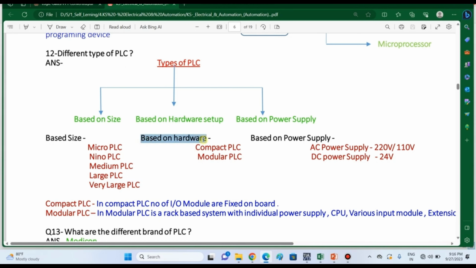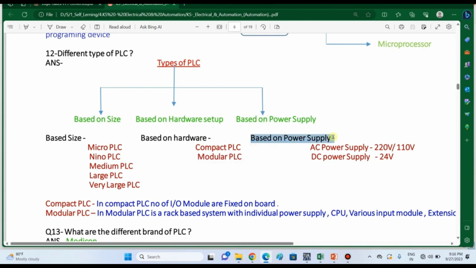So based on hardware, there are compact PLC and modular PLC. So what is a compact PLC? In a compact PLC we are not able to extend the input output modules. But in a modular PLC we can extend or add input output modules.